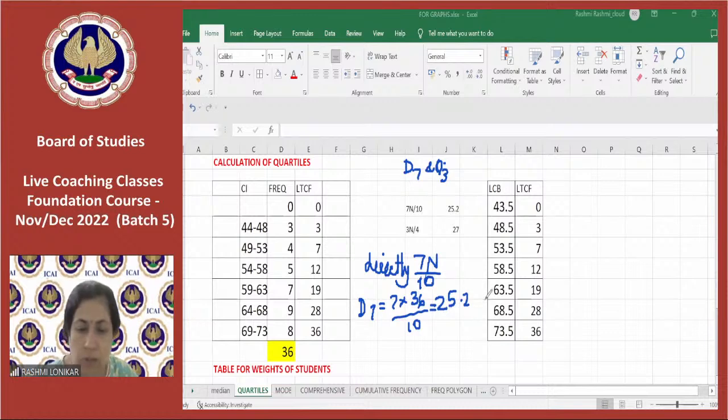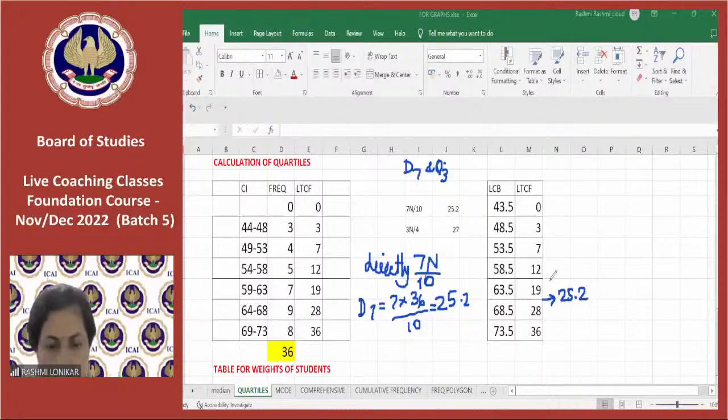Now comes the important part. Where will 25.2 lie? It is going to lie here. So what will be my L1? L1 will be this much. What will be my pre-class? This is NL. What will this be? NU. And what is C? C is equal to 5.